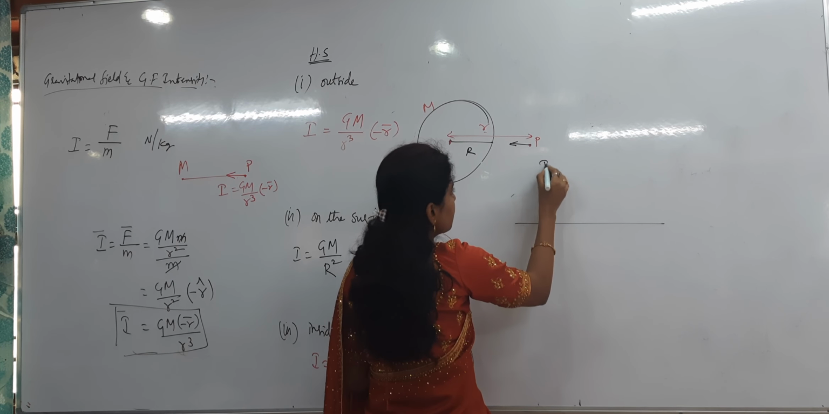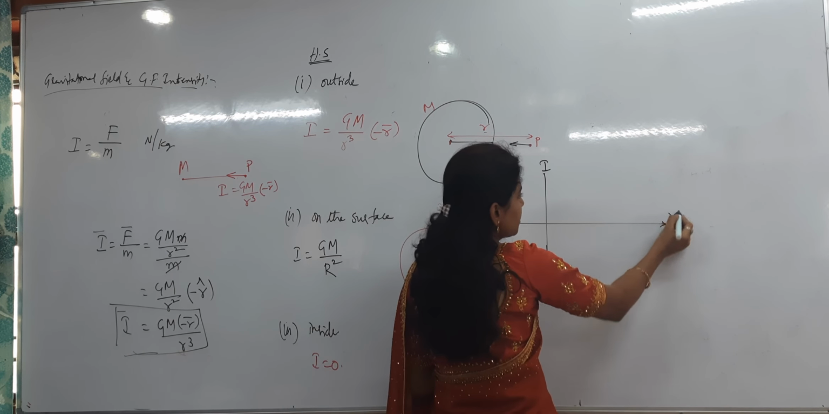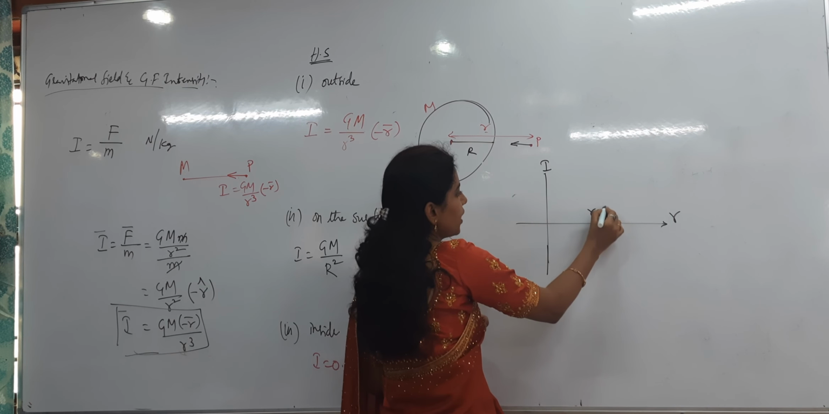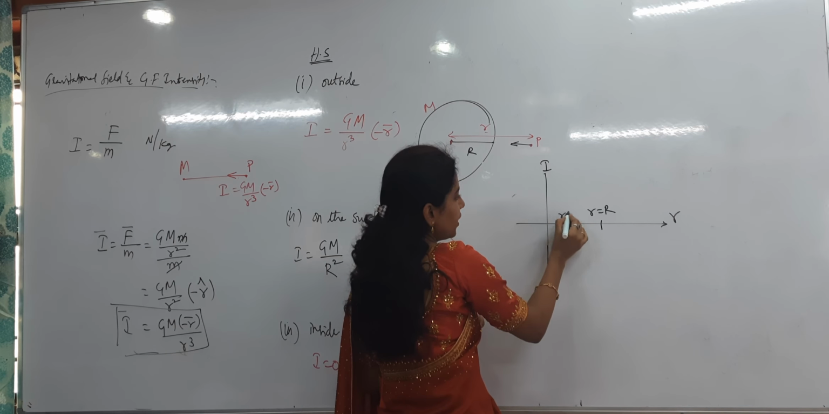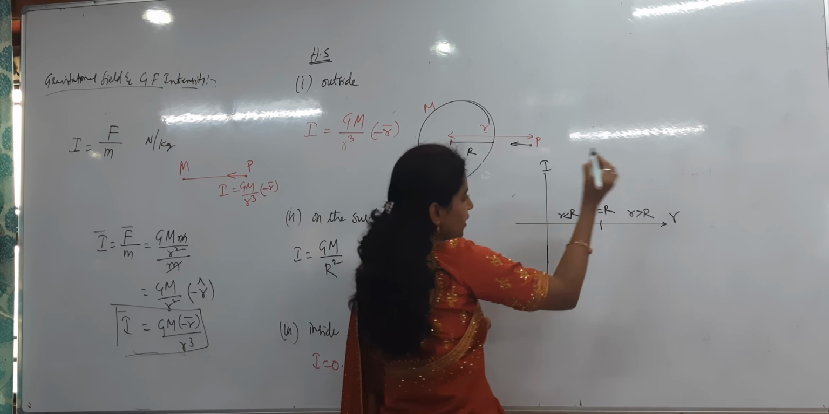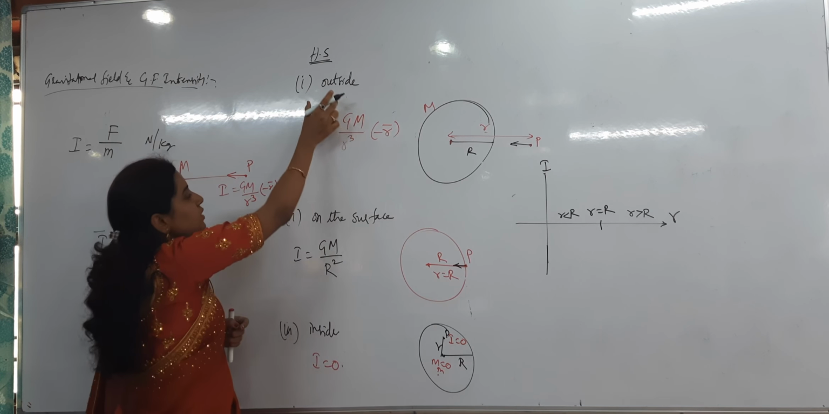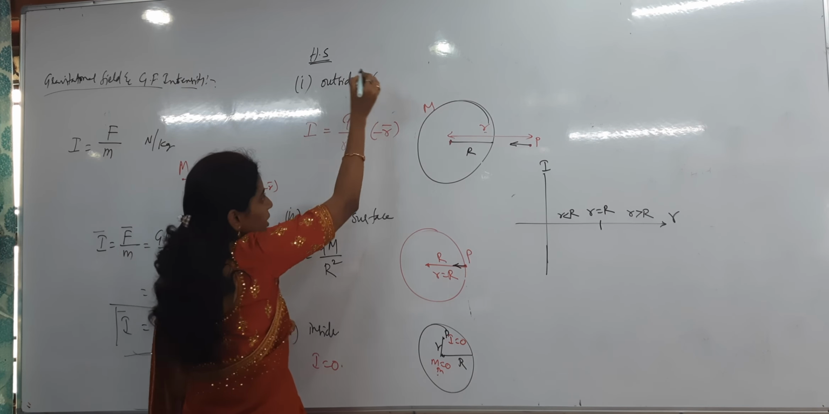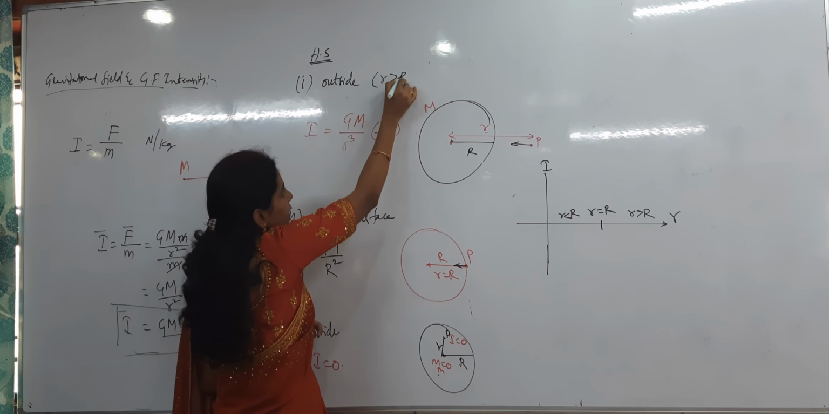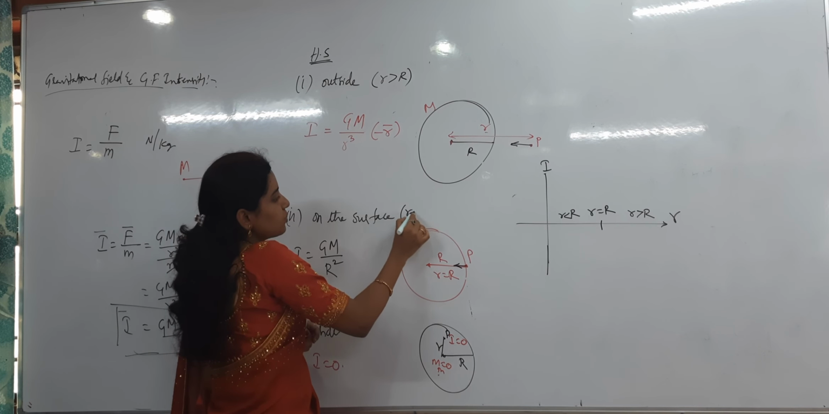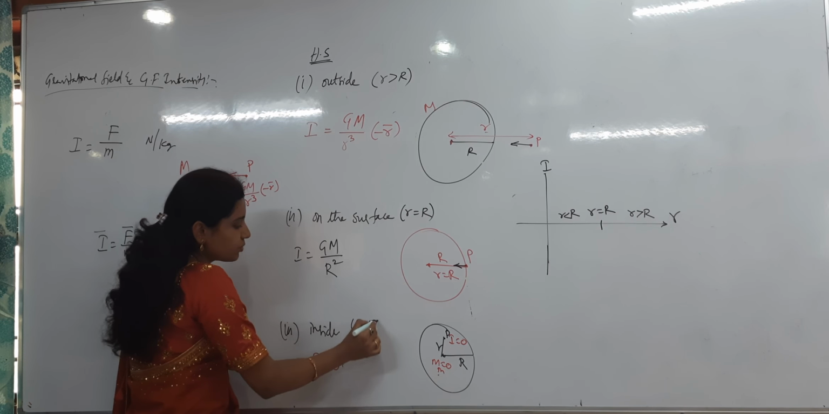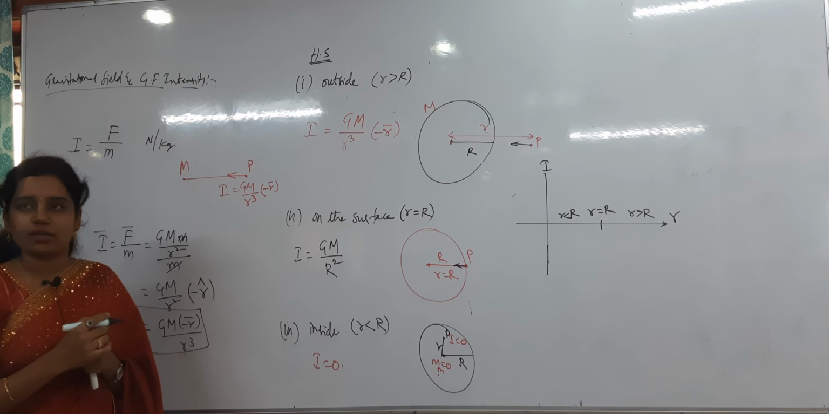Then whenever I draw the graph for the 3 cases, this is the gravitational field intensity and this is the distance r. Now this is the distance where small r equals capital R. This is the area where small r is less than capital R. This is the area where small r is greater than capital R. So in the first case, what is the relation between capital R and small r? Small r is greater than capital R. Second case, small r equals capital R on the surface. In this case, small r is less than capital R.